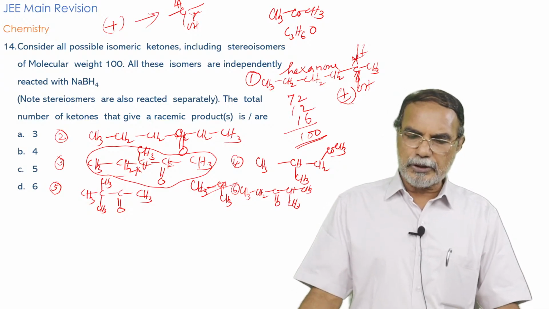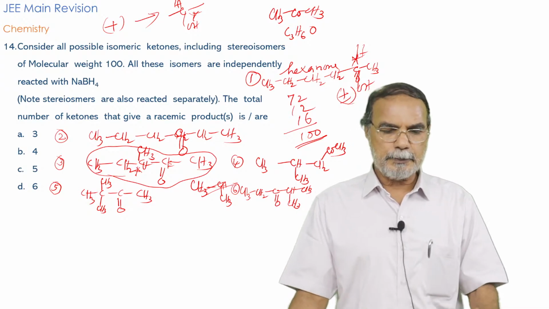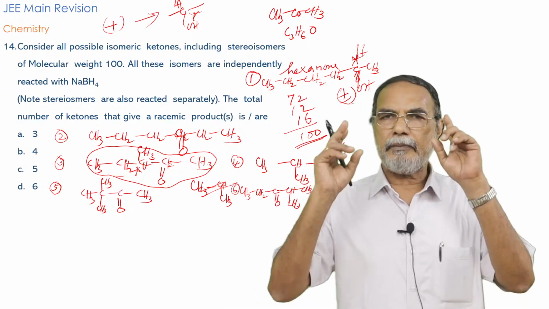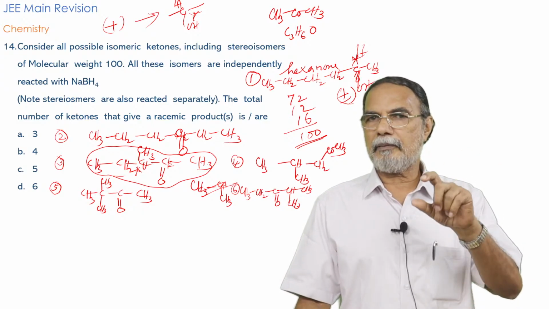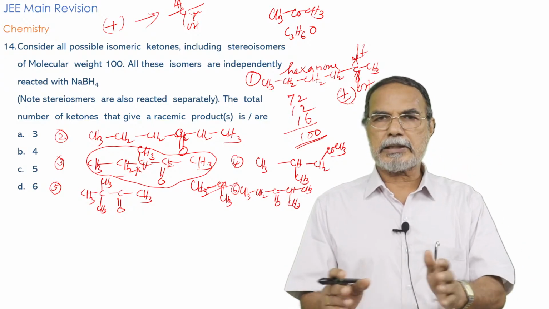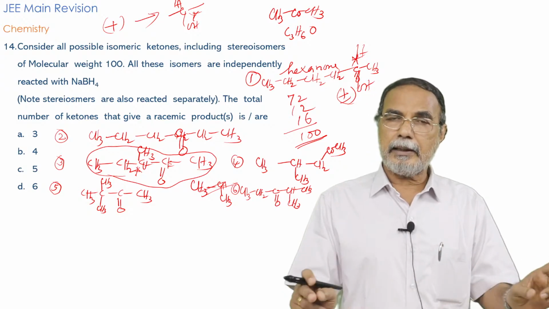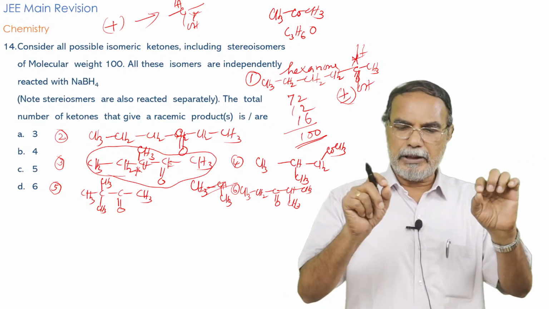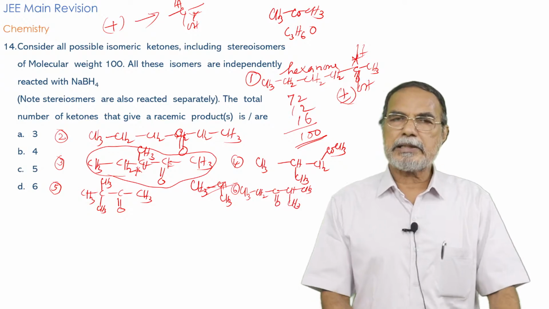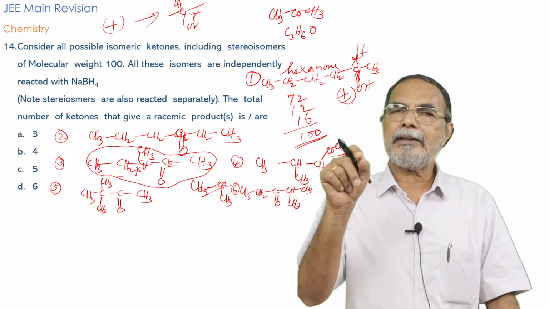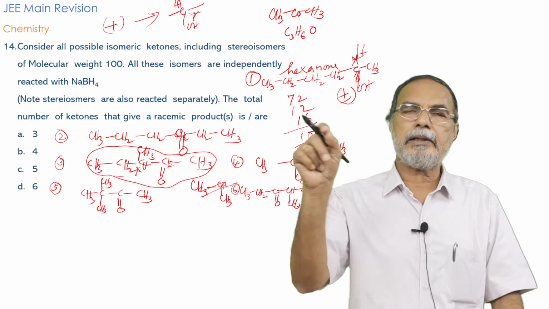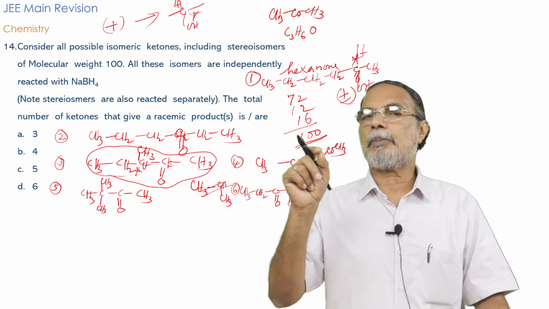So that's a good question. First of all, corresponding to molecular weight 100, you have to decide which is a ketone. That is something you can do within seconds. Molecular weight must be 100, and therefore it's a hexanone. Then try writing the isomeric forms. But since in the examination you do not get enough time to write all the structures, it is enough to write the carbon skeleton and try what the possibilities are.